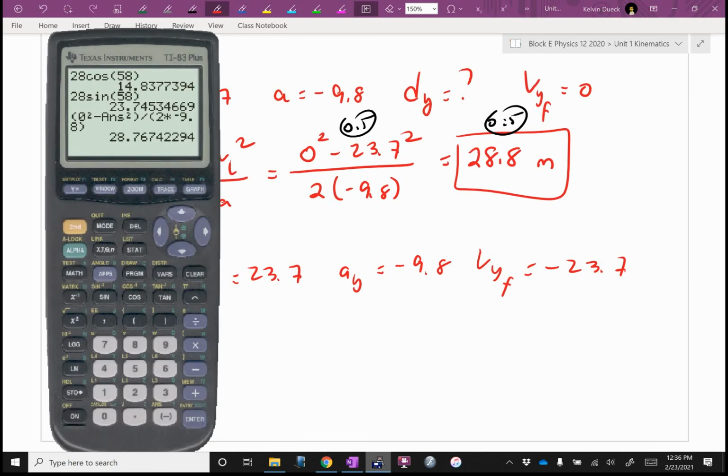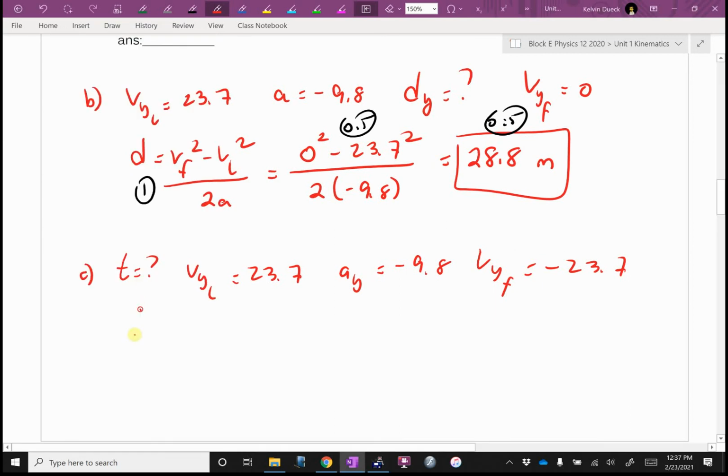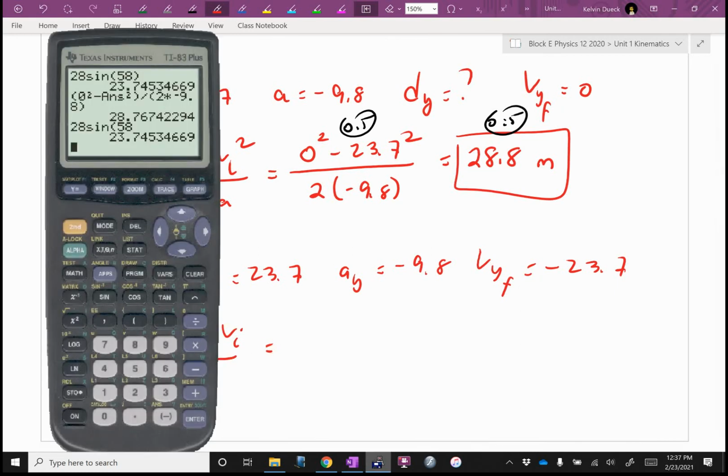The only thing is, I'd like to use my answer button, so I'm going to go 28 sine 58 again, and now I've got it stored as my answer button. And I'm going to go, let's see, T equals V final minus V initial over A. It's going to be V final, bracket, negative answer button. There's V final, negative 23.74, blah, blah, minus V initial, all over negative 9.8.